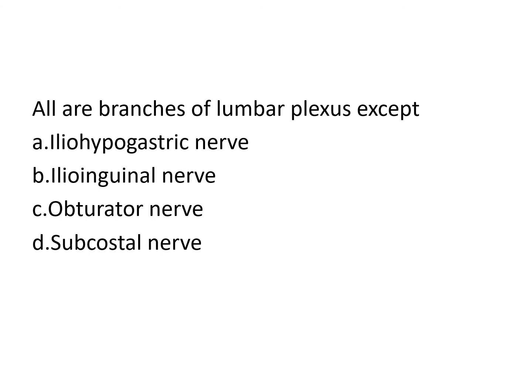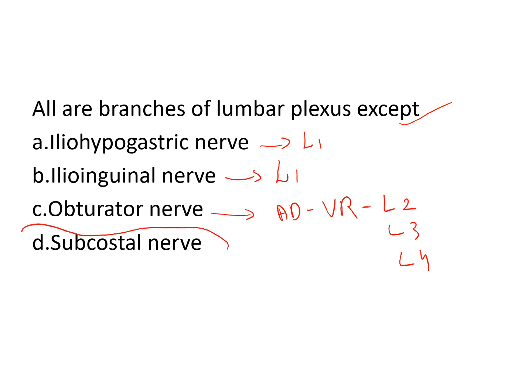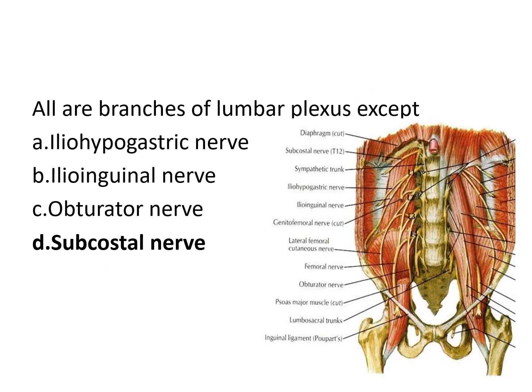Now, all of the branches of the lumbar plexus except which nerve? Iliohypogastric nerve, you already know it is from L1. Ilioinguinal nerve, you already know it is from L1. Obturator nerve, you know it is from the anterior divisions of the ventral rami of L2, L3 and L4. Now the answer is the subcostal nerve because it is not from the lumbar plexus. It is from T12. So you can see here, this is the subcostal nerve, which is not a part of the lumbar plexus. So that is the answer.